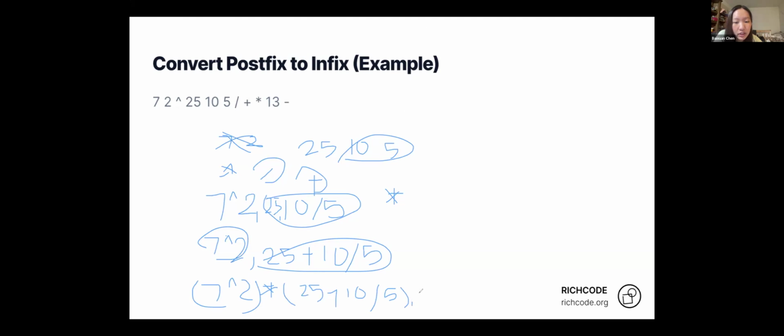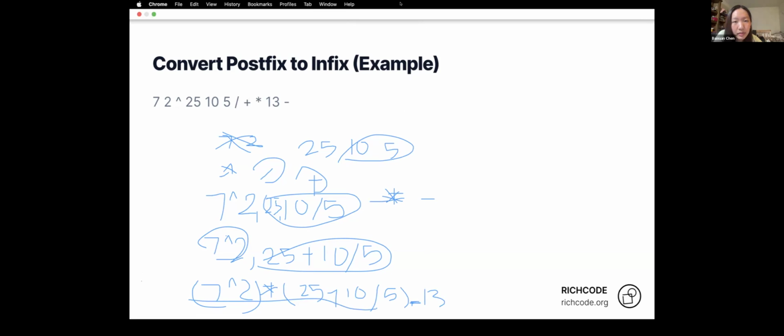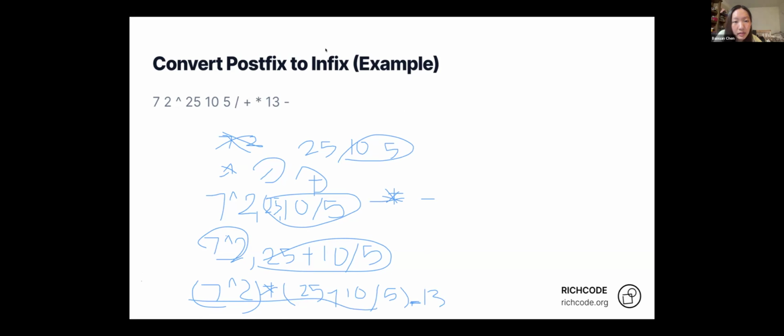And then we had 13 on the stack, which is another operand. And then we have an operator, the last operator, which is minus, so that it turns into this one minus 13. Are there any questions about this example? No? Okay. So let's keep going.